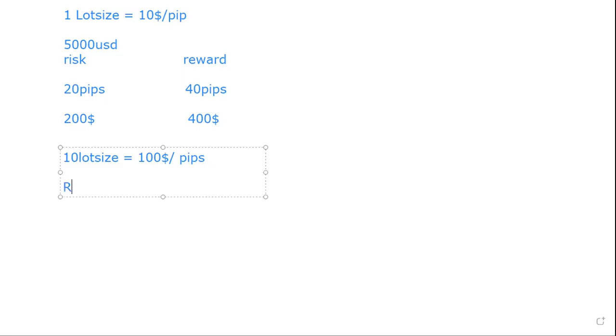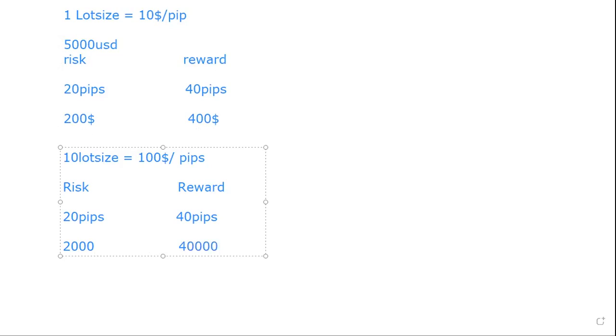So now, for this trader here, the second one, there's the risk here, and there's the reward. This person is risking the same as the first person, 20 pips, and the reward is supposed to be 40 pips. Now let's convert this into money. How much will this be? The loss will be $2,000 and the profit will be $4,000. If he wins, he gets $4,000. If he loses, he loses $2,000.